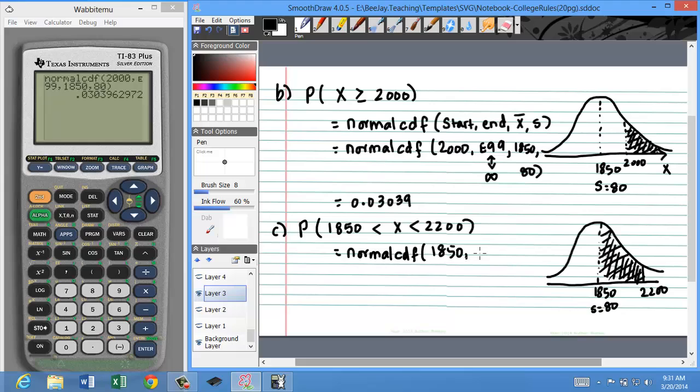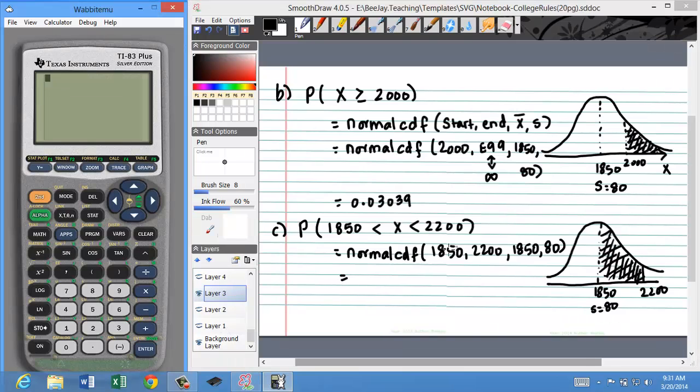1850, 2200, mean is 1850 and standard deviation is 80. And if I do that using the calculator, why did I do 1850 and 2200 here? Because the starting point of the area is 1850 and the ending point of the area is 2200.